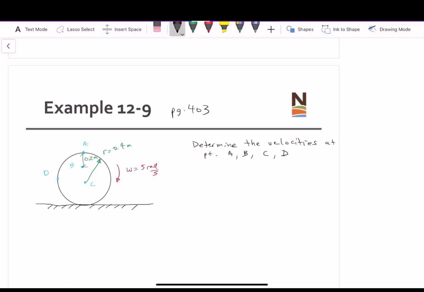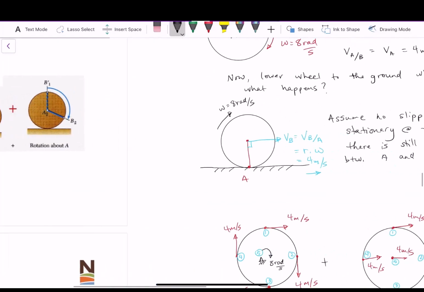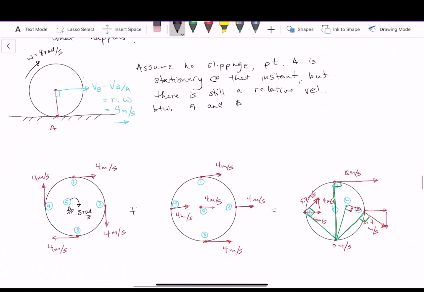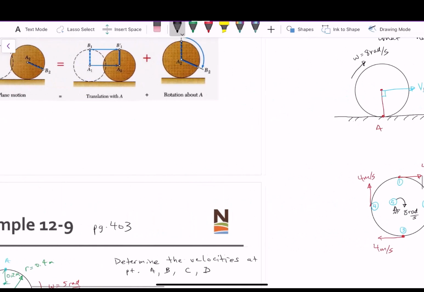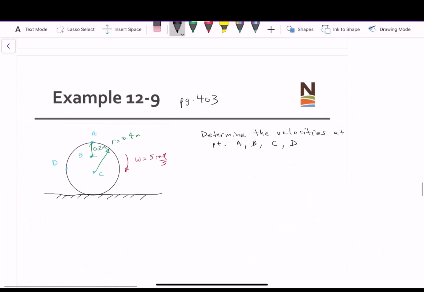Okay, so here's the wheel rotating at 5 rad/s, and we want to determine the velocities at each of the points shown here. As we saw in the previous example, all we really have to do is find the point of contact. If we do that, and we know the radius arms, then we should be able to calculate the magnitude of the linear velocity. So let's see if we can do that here.